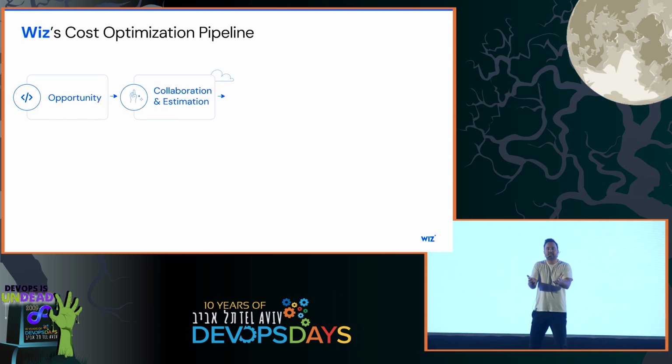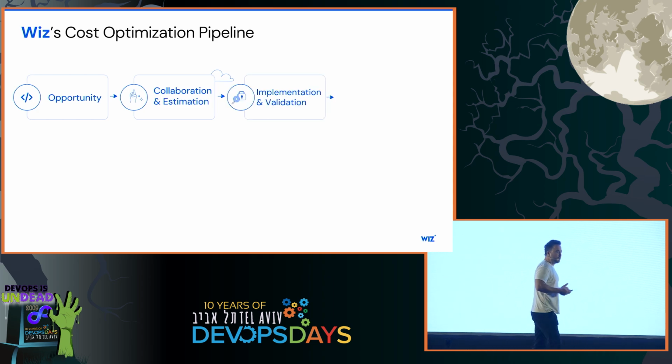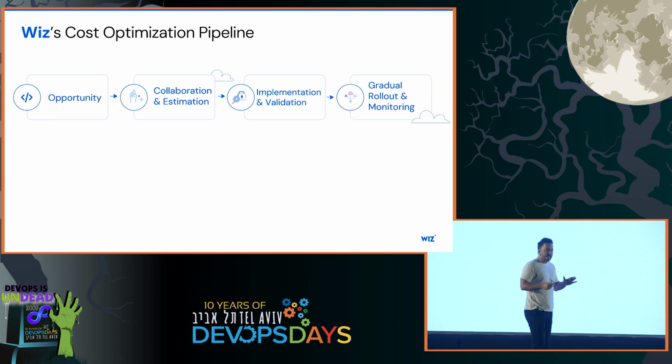Next step, try to get an estimation. What will be the impact on the cost if we deliver the change, the refactor, or whatever it is? Once we agree to continue, we start the implementation phase, making sure the new solution will hold in production at our scale. Finally, we gradually roll out the feature while monitoring both performance and cost, making sure performance is not impacted.